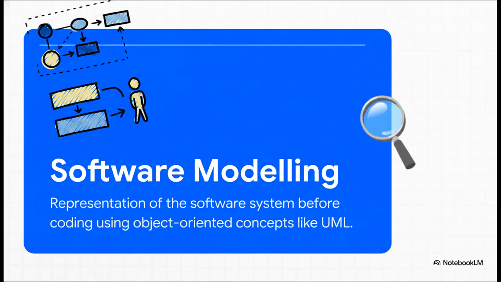To put a formal definition on it, software modeling is simply the representation of the software system before coding. And because we build modern software based on object-oriented concepts, we rely heavily on a very specific visual language for this. It's called UML, or Unified Modeling Language. UML gives us the standardized shapes and lines we absolutely need to communicate really complex ideas visually.